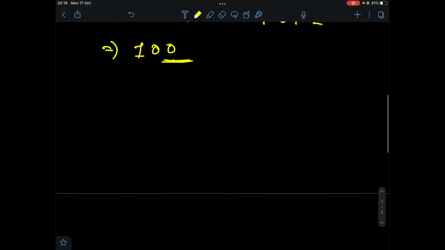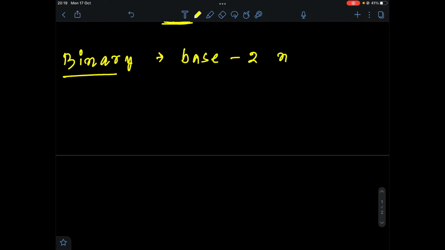So now let's talk about binary number. Similarly, it is a term which describes the base 2 number system. Now what is this base 2 number system? The number system which deals with only two numbers, and those numbers are 0 and 1.